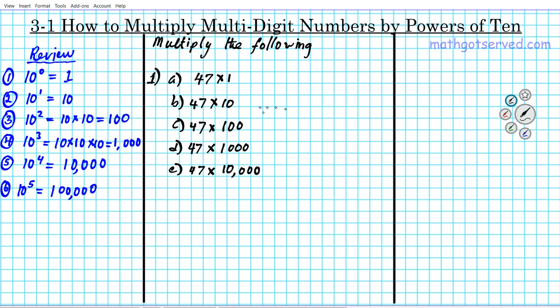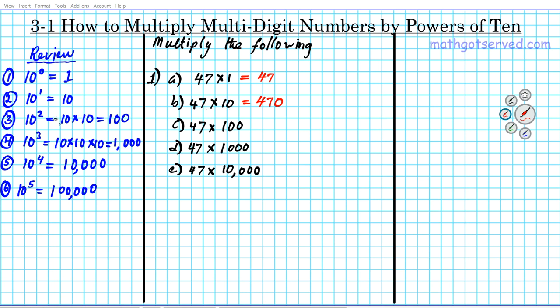Alright, okay, so let's take a look at the first one. 47 times 1, we know the identity on the multiplication is multiplying by 1, so whenever you multiply a number by 1, you always end up with what you started with, which is just 47. 47 times 10 is 470. Now what's the trick here? Basically, when you're multiplying 47 by 10, you attach the number of zeros that the power of 10 has in its expanded form. You just attach it to the number you're multiplying by.